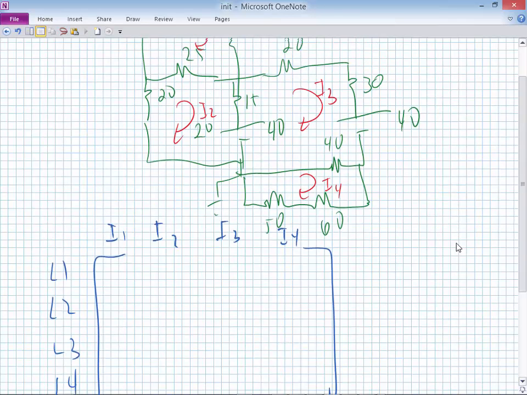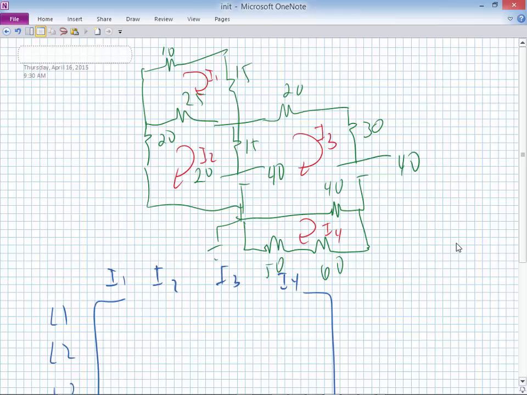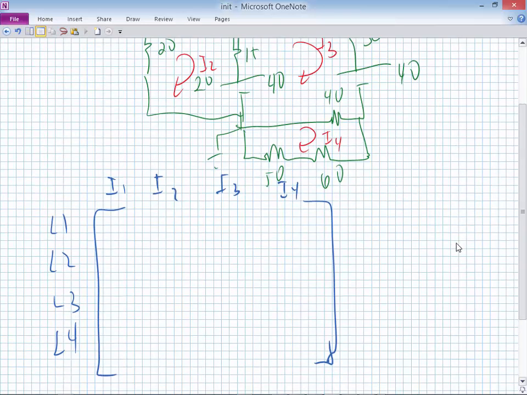So let's just start this and I'll go to the next page. In loop 1, everything around this loop, I'm going to multiply times I1. So it's going to be 10 plus 25 plus 15. So I'm going to write 50 there, right? I'm going to put a 50 right there.